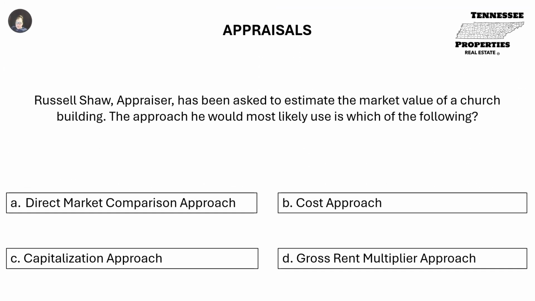Russell Shaw, appraiser, has been asked to estimate the market value of a church building. The approach he would most likely use is which of the following? A. Direct market comparison approach, B. Cost approach, C. Capitalization approach, or D. Gross rent multiplier approach. B. Cost approach.